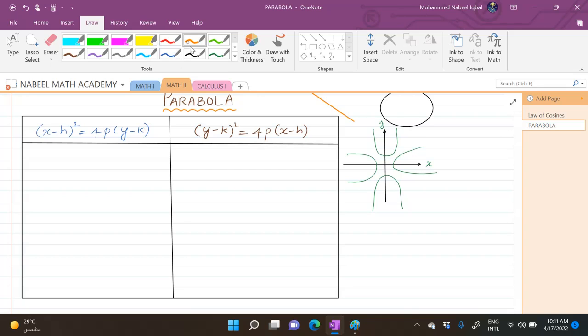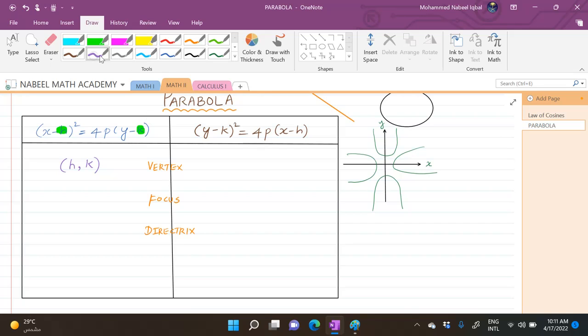Now we have to calculate some things. Here we have to find three things: the vertex, the focus, and the directrix. These are the three things you have to calculate for each parabola. Number one, the first one here, the vertex is h comma k. So h and k is my vertex.